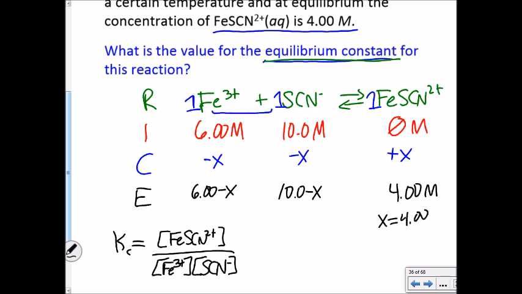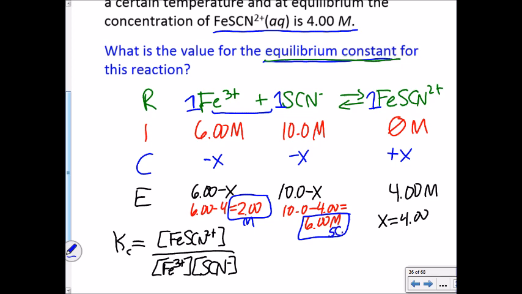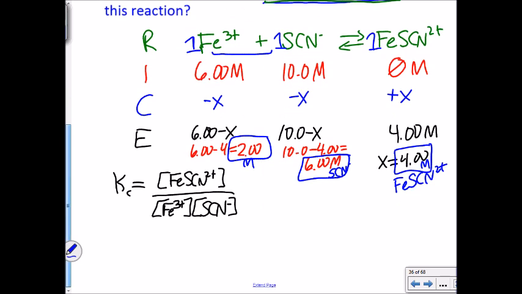So that means this is going to be 6 minus the 4, which is going to be 2, right? This is going to be 10 minus the 4, which is going to give me 6. Correct? Yes, so we know all of the equilibrium concentrations. Iron 3 is 2 molar. We know that the SCN is 6 molar, and we know that our product is going to be 4 molar. Now we can plug them in to find K.